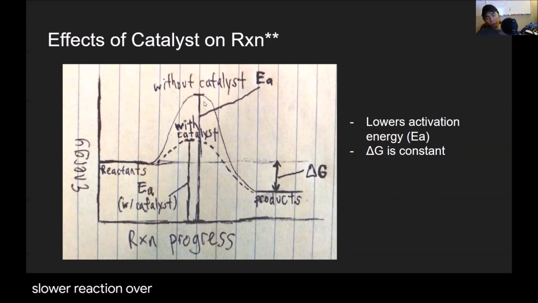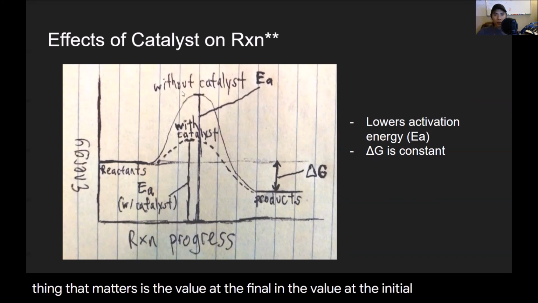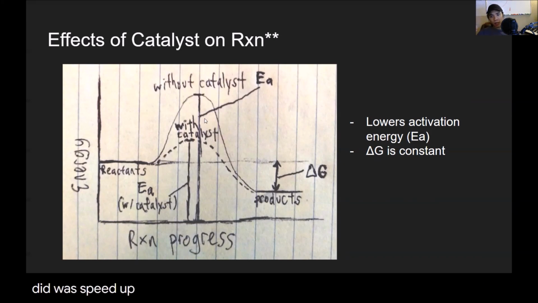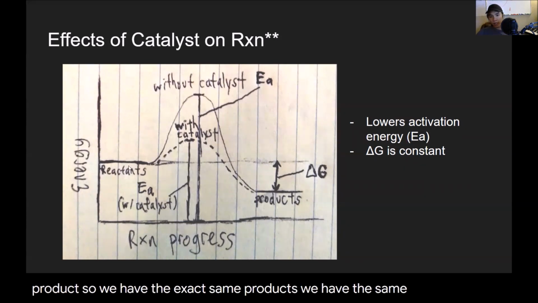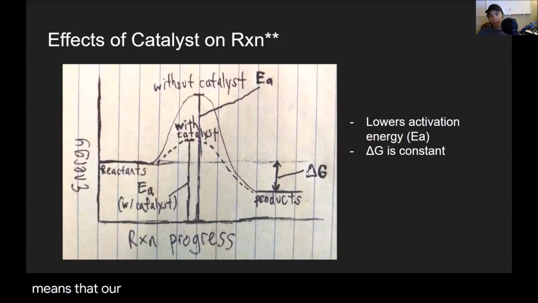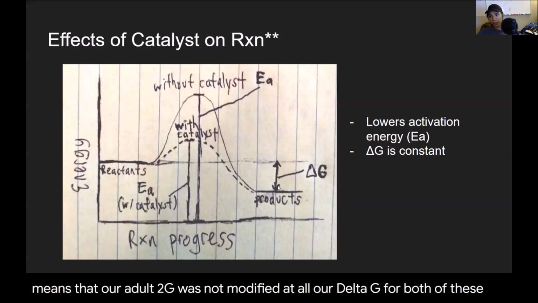However, remember what delta means. Delta is a state function. The only thing that matters is the value at the final and the value at the initial. All the catalyst did was speed up the reaction. It did not actually modify or give you a different product. So we have the exact same products and the same reactants, which means that our delta G was not modified at all. Our delta G for both of these reactions is the same.